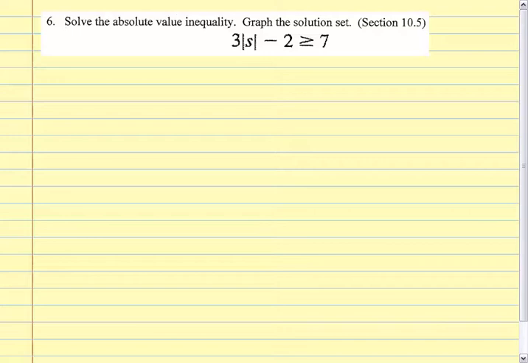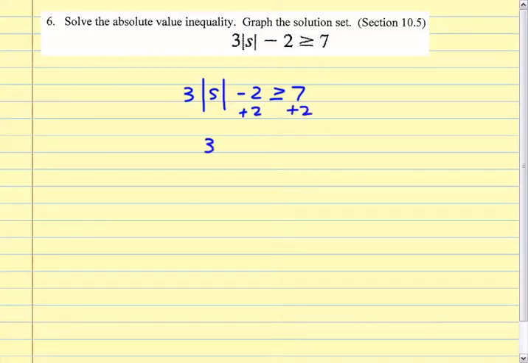Number 6 says, solve the absolute value inequality, graph the solution set. What do I have to do? If I've got an absolute value and I'm trying to solve, I've got to get the absolute value by itself. Exactly. So what should I do first? Add the 2 to both sides.